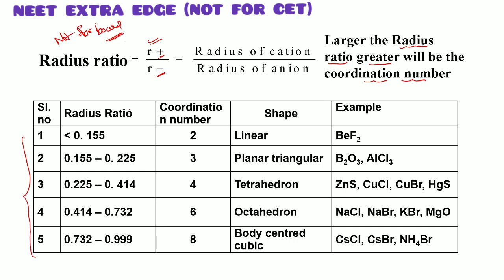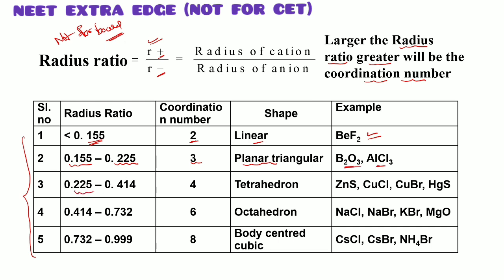Right. Radius ratio, if it is less than 0.155, remember, coordination number is equal to 2. Linear is the shape, and some examples we have mentioned here. Very important. In your textbook you will not see, but they have asked some questions in CET, NEET and JEE. Radius ratio 0.155 to 0.225, if it is there, coordination number is equal to 3. Planar triangular, B2O3 and AlCl3 are examples.